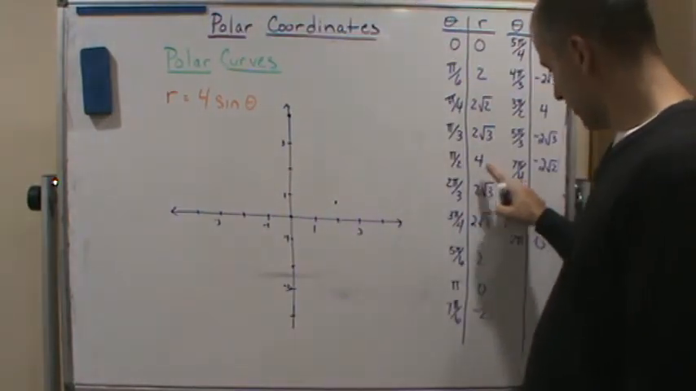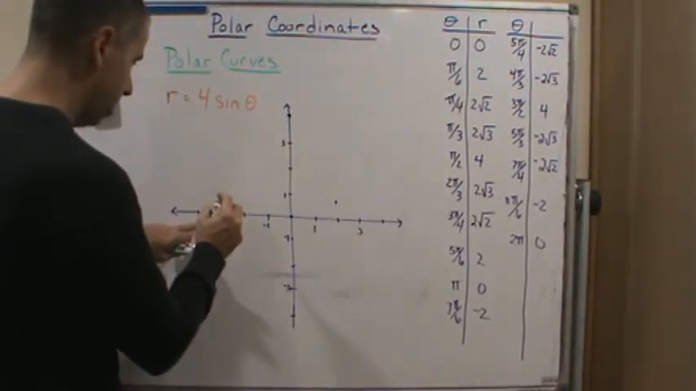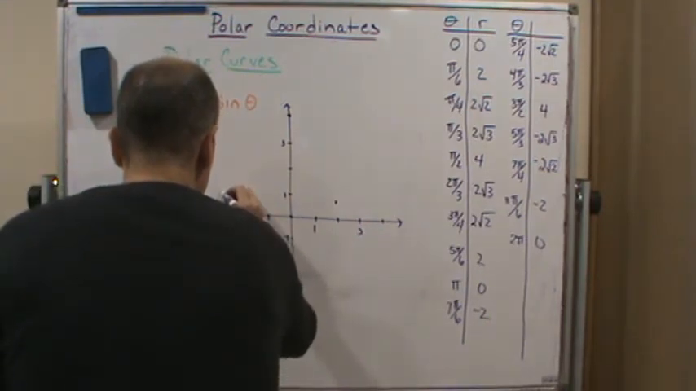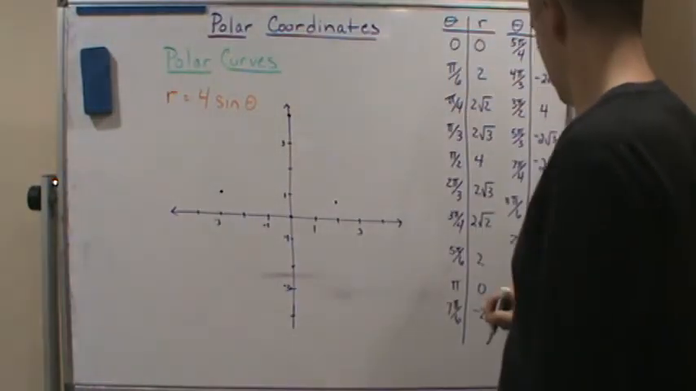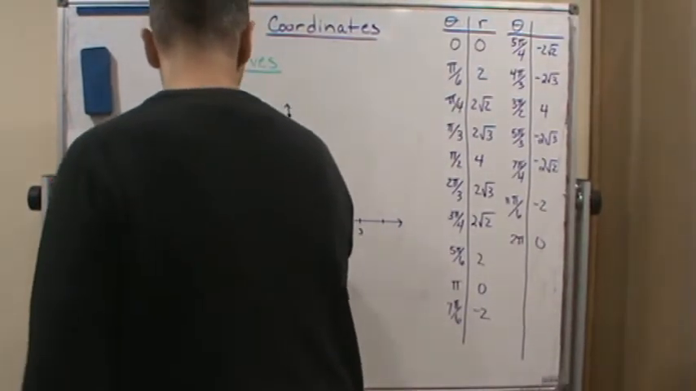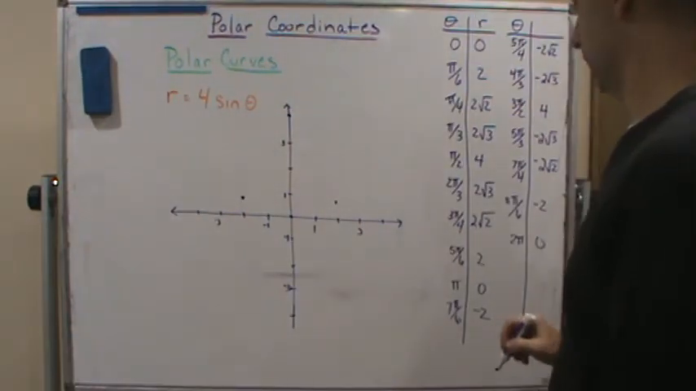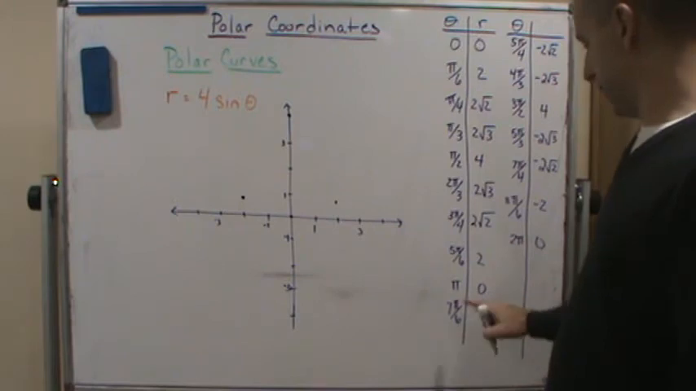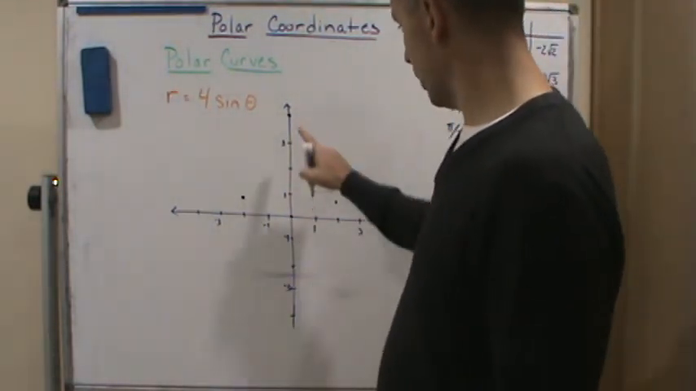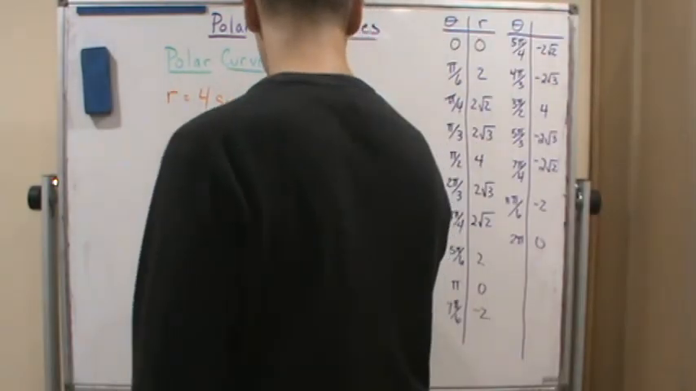And then at 5 pi over 6, which is 30 degrees over here, it's like here. Or 2, I'm sorry, wrong one. So it's like right about here. And then at pi, it's 0, so it goes right back there. So what do we have here? Now, if I plot more of these points, we're going to have something that looks like this.